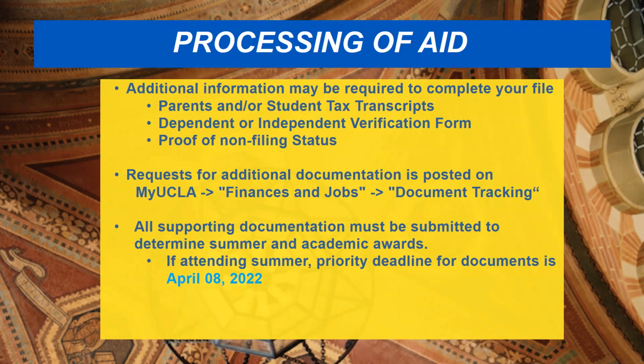The tax form, and the independent verification form, and I don't mean that we're going to verify your dependency status. If you're a dependent student, then you will request a dependent verification form. The difference between the dependent verification form and the independent verification form is that for a dependent verification form, we'll need a parent signature. For an independent verification form, we don't need parent information or a parent signature.